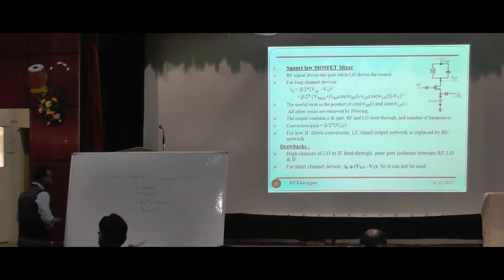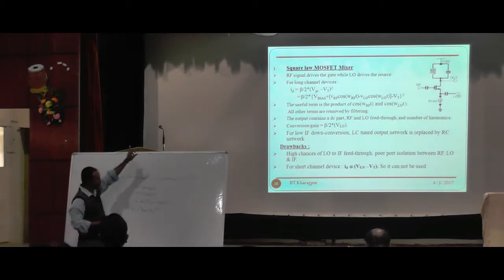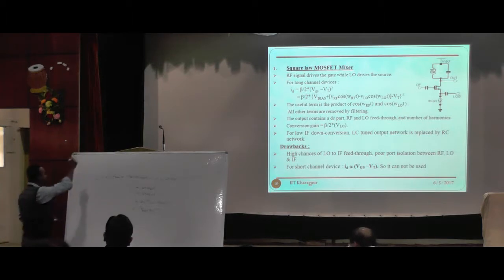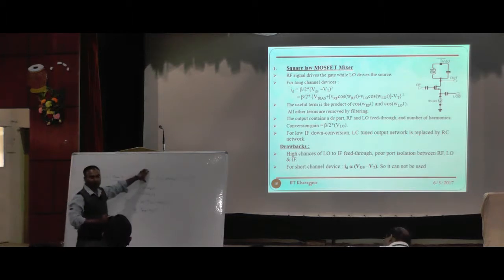So that's why the picture was changed. Because one option is that you don't have a perfect square law device. Second, even if you do have that, you will still have this kind of problem. So the second option was a single balanced mixer. What happened here? You don't have to go for a square. Actually, why are you going for a square law device?